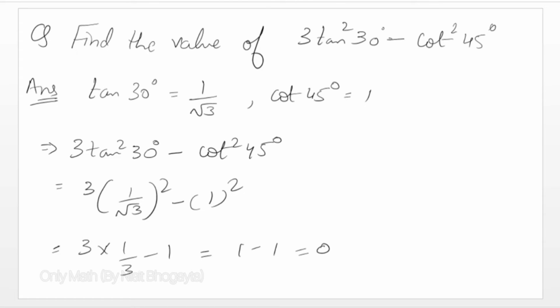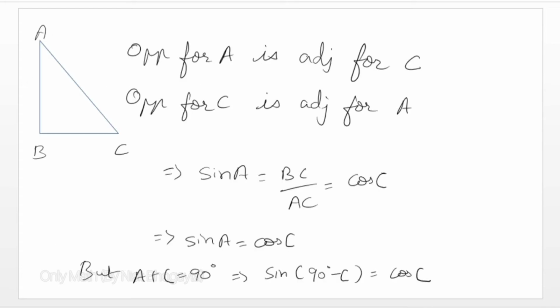Now comes the concept of complementary angles. You remember complementary angles are the angles which, if you add, you get 90 degrees. In this triangle ABC, we have B as 90 degrees. So we will have A plus C equal to 90 degrees.